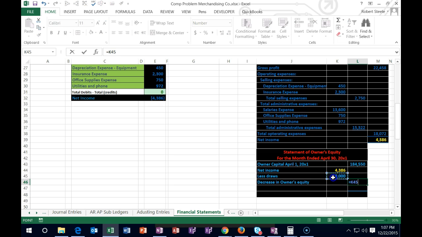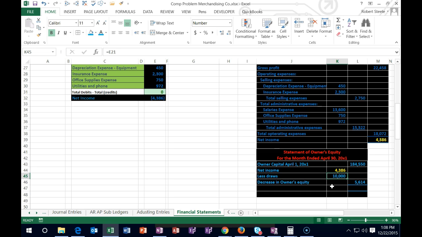We're going to say the 10,000 less the 4,386, enter. Again, that's only happening because the draws happen to be larger. That's hopefully not the case for most time periods, but it happens to be the case in this time period.